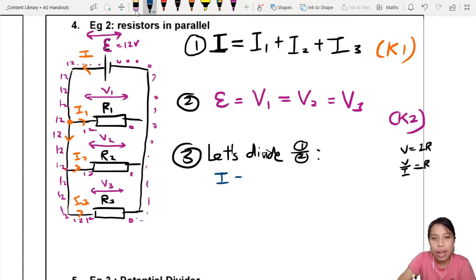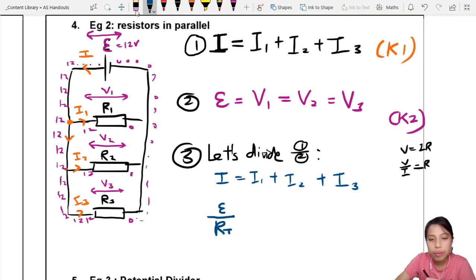So I rewrite I equals I1 plus I2 plus I3. Okay, and this I, the first one in orange here, is related to the EMF of the battery. So the first I is the EMF of the battery divided by the total resistance. That's how you get the big I there. Total resistance, all the resistors inside there.